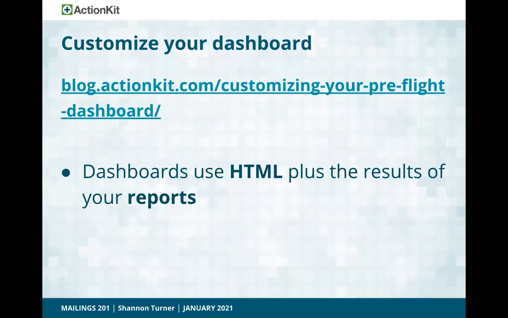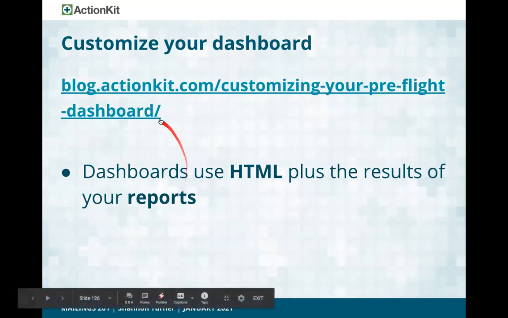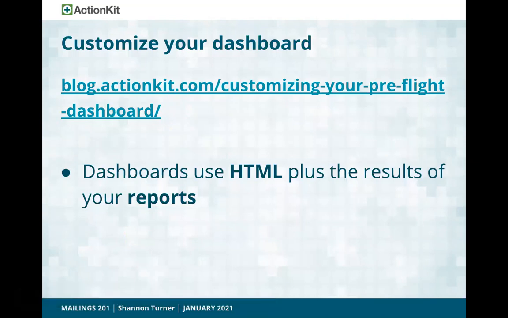We are almost out of time, so rather than going into detail about how to set this up, I'll leave you with this blog post. But the main thing to keep in mind is that when you're putting together this dashboard, dashboards use HTML plus the results of your reports to display those automated checks, like in the examples that we saw. So you create a report that checks, does this mailing have a blank notes field? And if it does, we display the warning. And if it doesn't, we don't display anything.